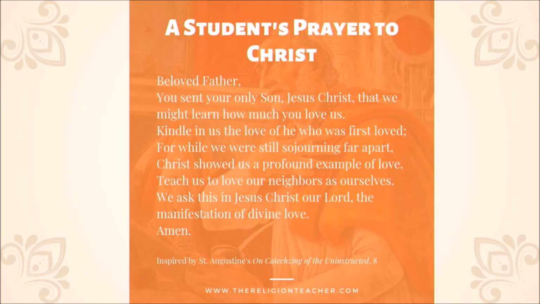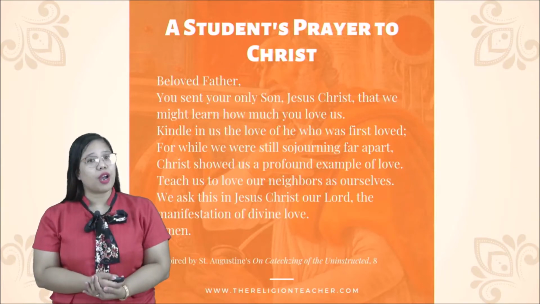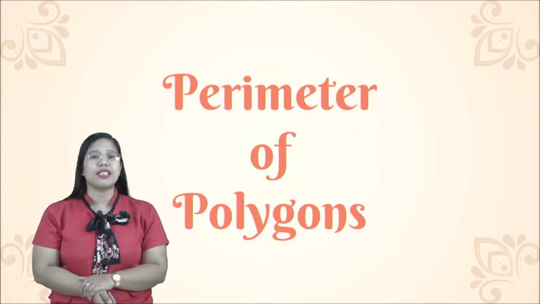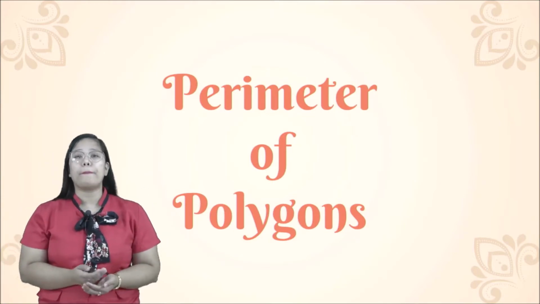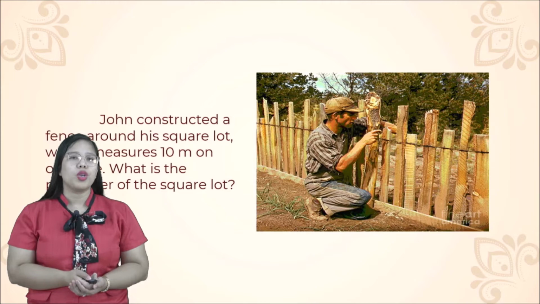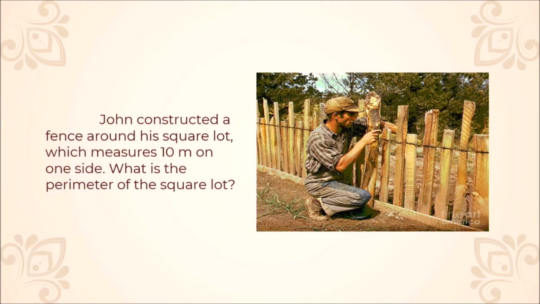Amen. Kids, are you ready for our lesson? Our lesson for this day is about the perimeter of a polygon. Let's first have a simple problem. John constructed a fence around his square lot, which measures 10 meters on one side. What is the perimeter of the square lot? Let's find out.